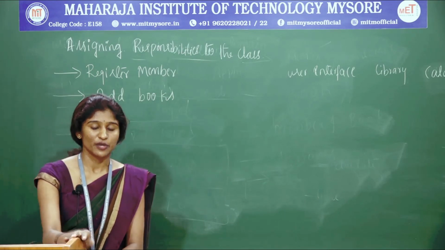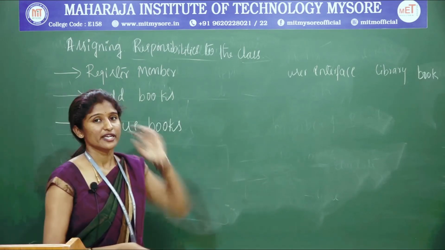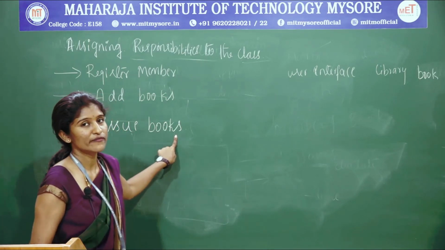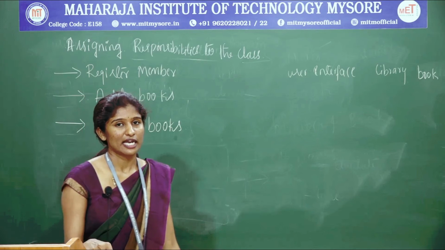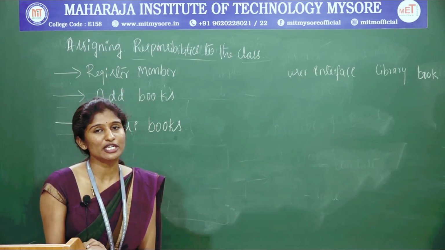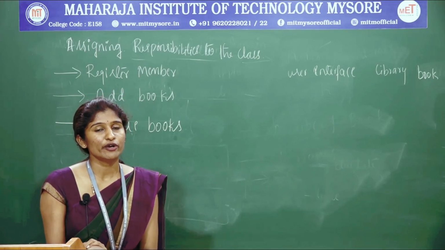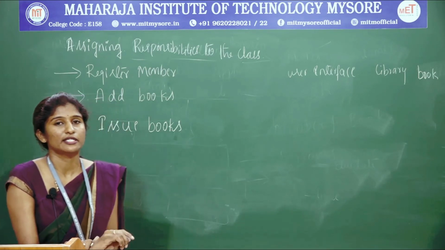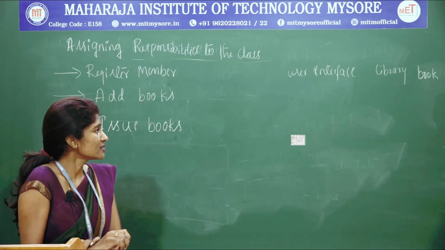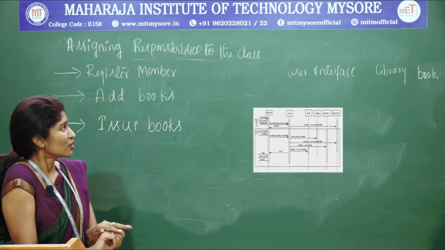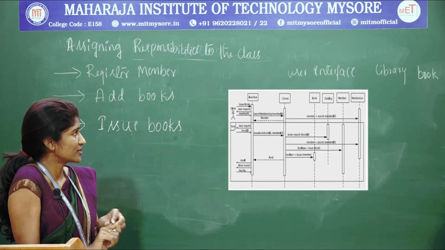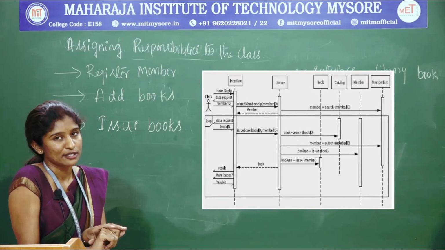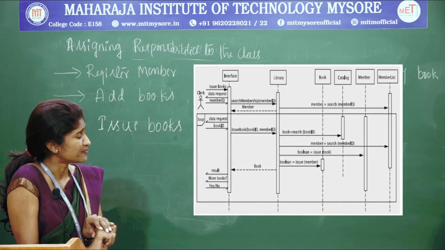We'll see the next sequence diagram. The next diagram is issuing books. After adding the books to a collection in a library system, now we are going to issue the books. What do we need to do in order to issue the books? First we need to consider whether the member is registered to the library system or not. You can go through this sequence diagram. We have the classes: user interface, library, book, catalog and member list.